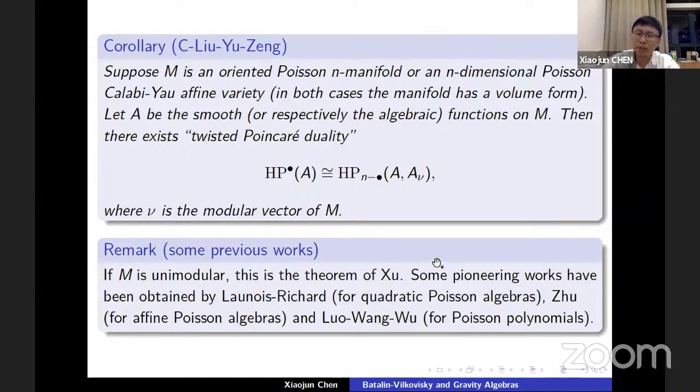And there are some previous works on this Poincare duality. This was probably given in 2002 by Launois and Richard for quadratic Poisson algebras. I will say some words about this later. Also by Zhu from Shanghai and Lu Wanwu from Fudan University for Poisson polynomials. They only consider Poisson polynomials, but for general manifolds, I think this is the most general one.